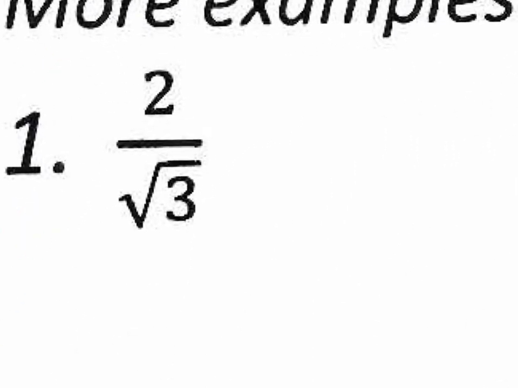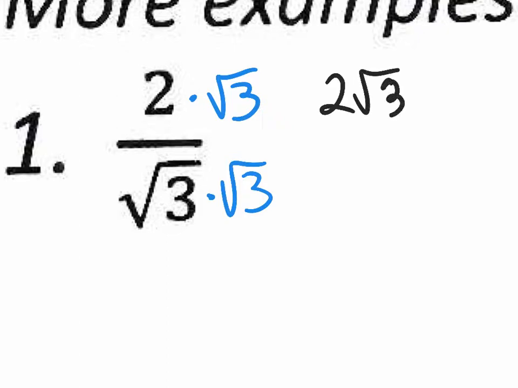Number 1, what do I need to do to get rid of that radical? Square root of 3. Multiply both top and bottom by that same square root of 3. So everybody do this. Square root of 3 on the bottom, square root of 3 on the top. Multiply both. On top, 2 times the square root of 3 is exactly that. 2 times square root of 3. Yes? On the bottom, square root of 3 times square root of 3, it's just 3.